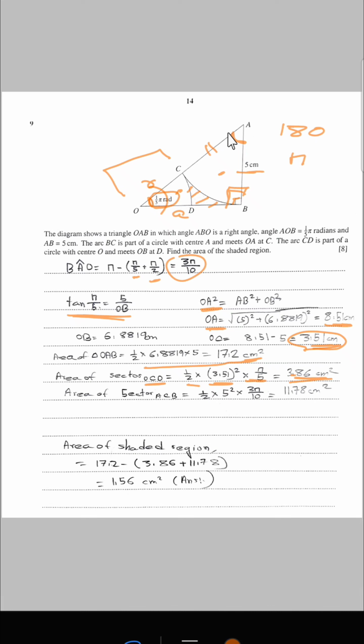Now we know the value of the angle, so the area of the sector would be half r square theta, where r is 5 and theta is 3 pi by 10. So with half r square theta, we find the area of sector ACB. Now the shaded region would be the total triangle minus the area of the two sectors, and we find our final answer as 1.56, or more accurately 1.57.